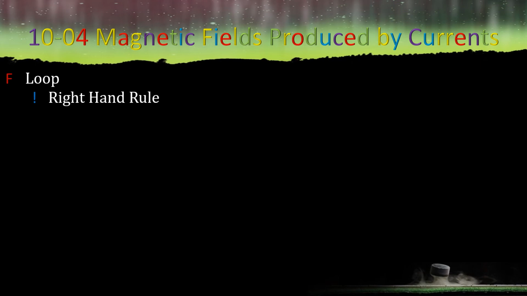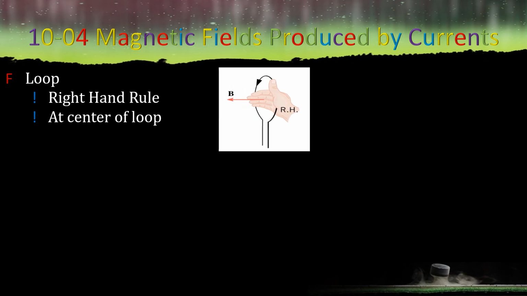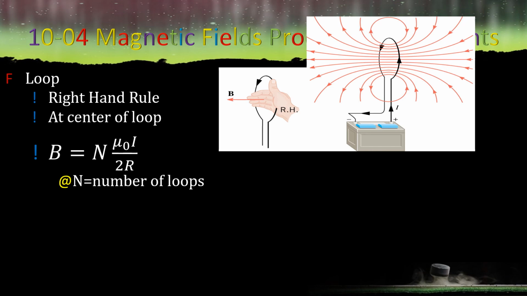Now in a loop, the right hand rule at the center of the loop, like this. When you curl your fingers with the thumb slightly bent, like this loop, the direction of the fingers gives the direction of the field. B is equal to N mu naught I upon 2r, where capital N is the number of loops.